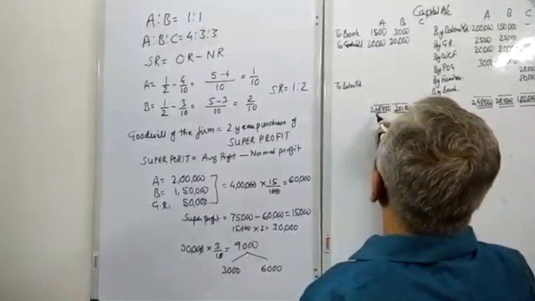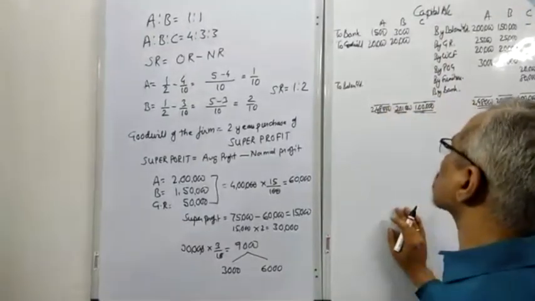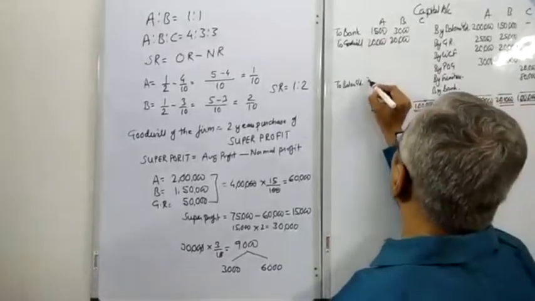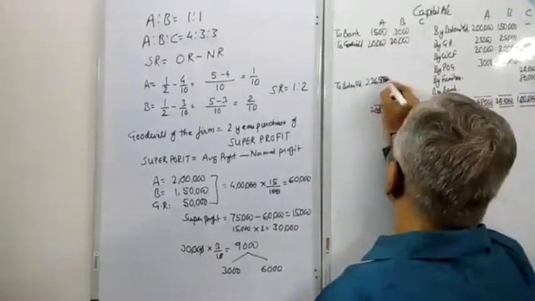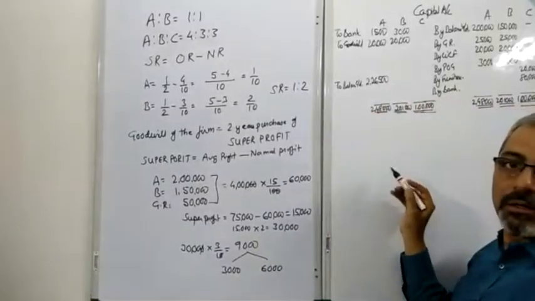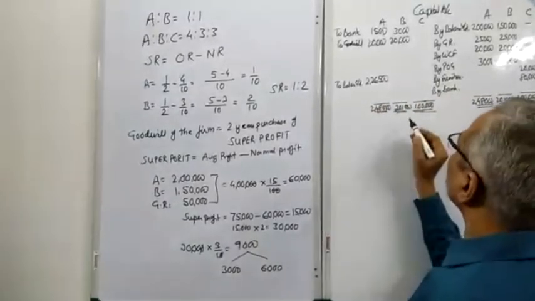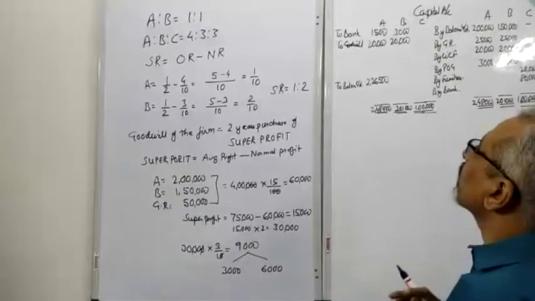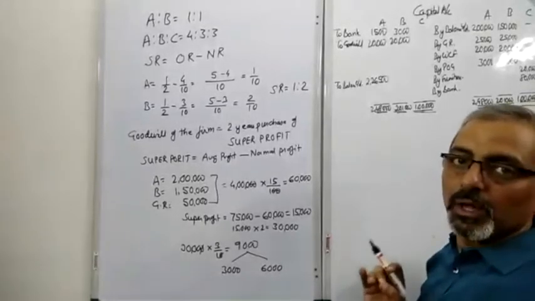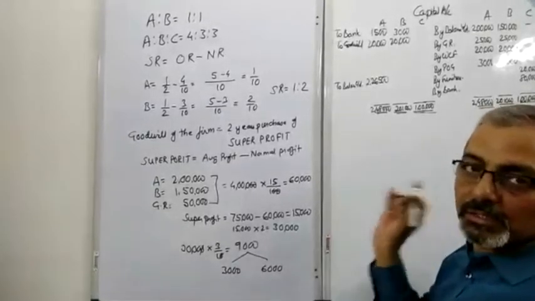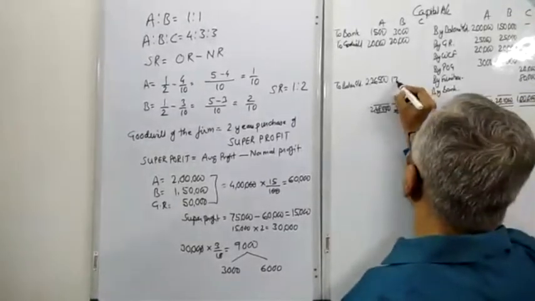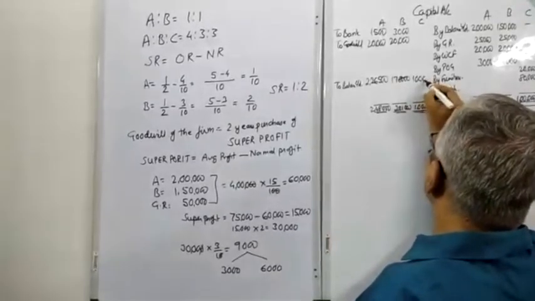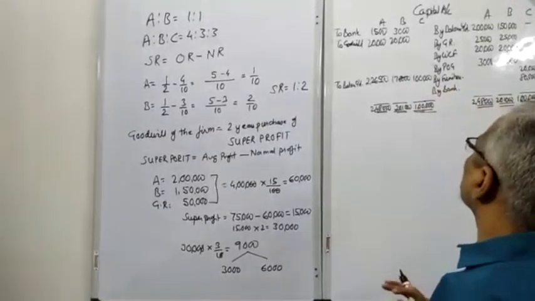So 2,48,000 minus 20,000, that gives us 2,28,000. 2,28,000 minus 1,500 is 2,26,500. So the balance of the first partner is 2,26,500. The balance of the second partner, you can see over here we have 2,01,000 minus 20,000 gives us 1,81,000. 1,81,000 minus 3,000 gives us 1,78,000. So over here we are having 1,78,000, and the capital balance of the third partner is 1 lakh.